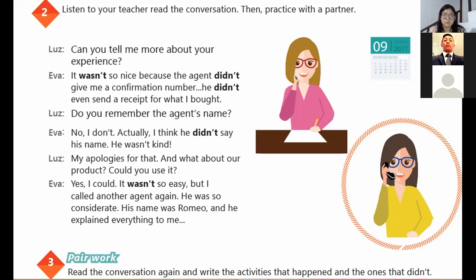Can you tell me more about your experience? It wasn't so nice because the agent didn't give me a confirmation number. He didn't even send a receipt for what I bought. Do you remember the agent's name? No, I don't, actually. I think he didn't say his name. He wasn't kind. My apologies for that. And what about our product? Could you use it? Yes, I could. It wasn't so easy, but I called another agent again. He was so considerate. His name was Romeo, and he explained everything to me.